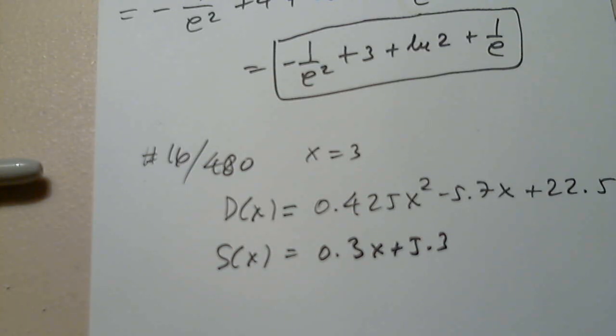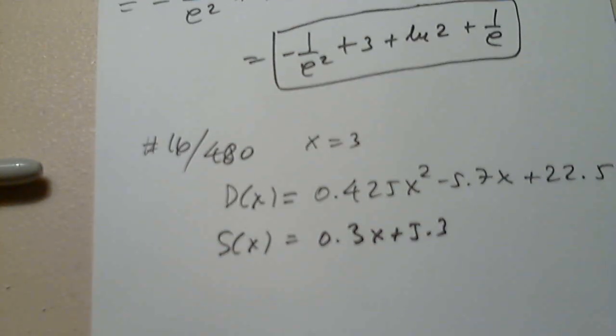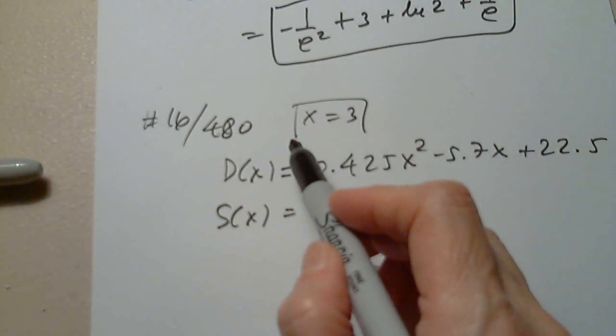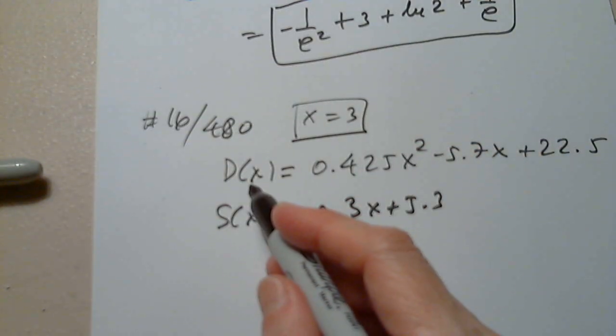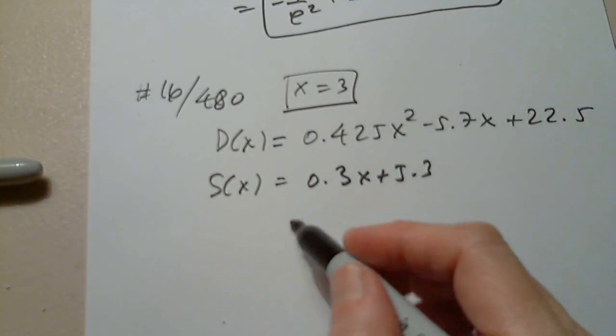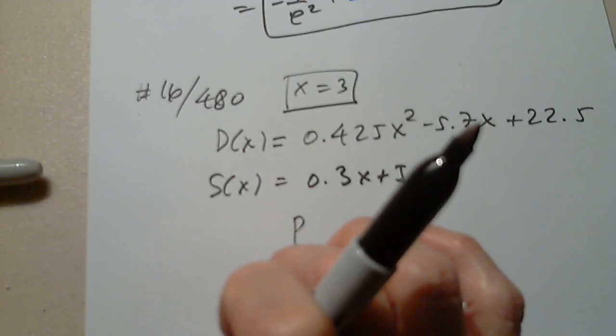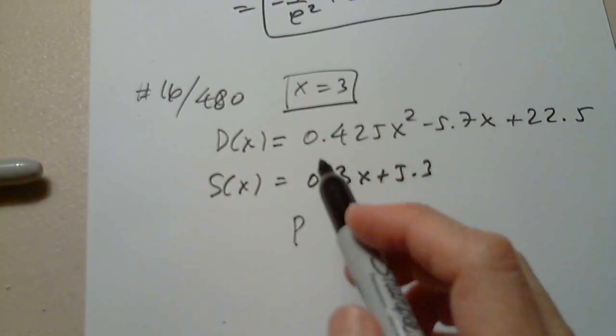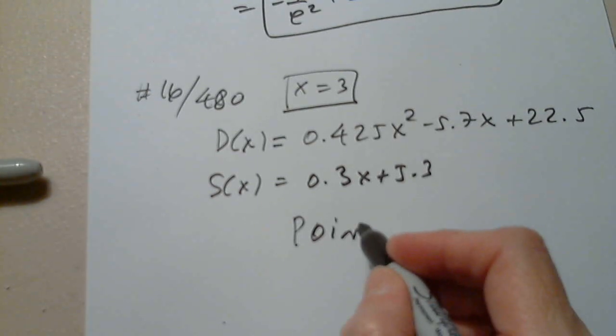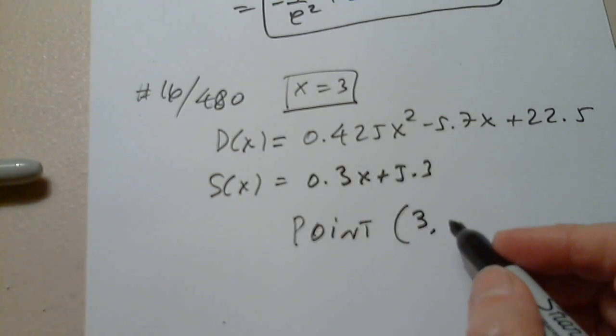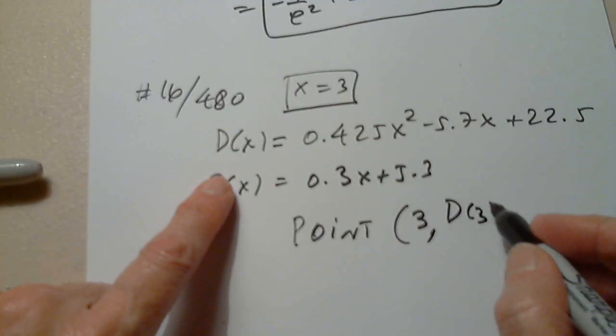So first of all, she wants the consumer surplus at 3 and the producer surplus at 3, and then the equilibrium. Okay, perfect. So for x equals 3, first of all, we have to find d of 3 because we need a point. This is not the equilibrium point. This is not obtained from d of x equals s of x. So the point in this case is 3 for the demand function, 3 comma d of 3.